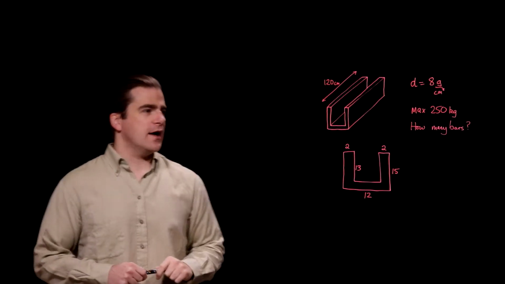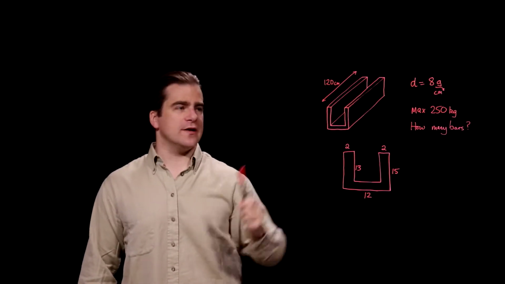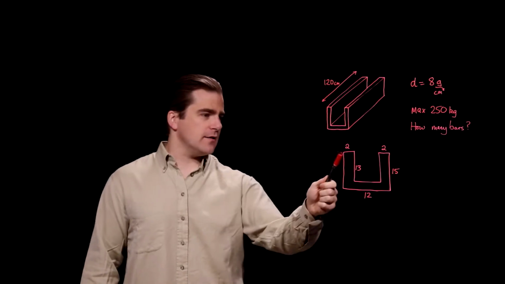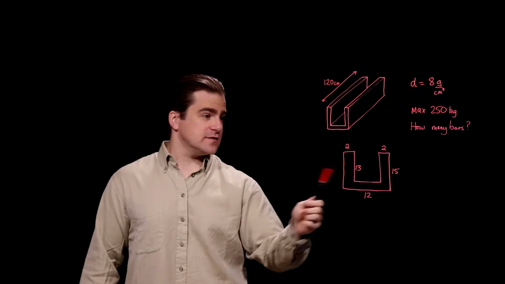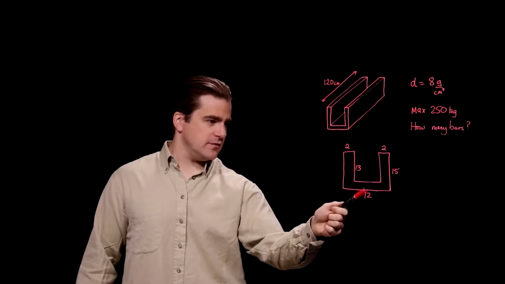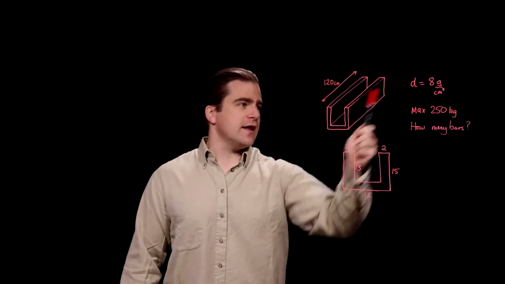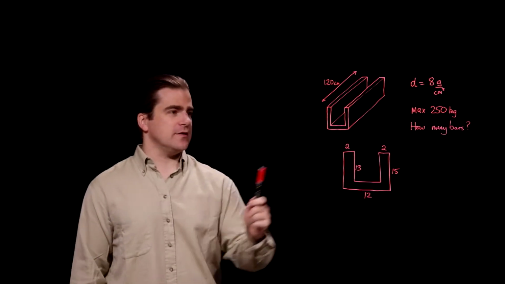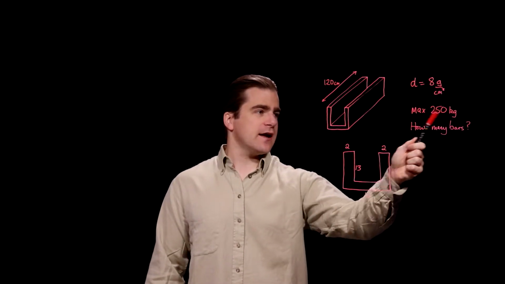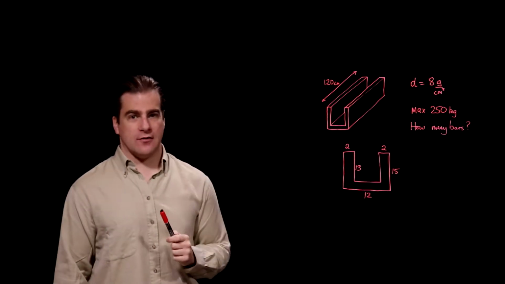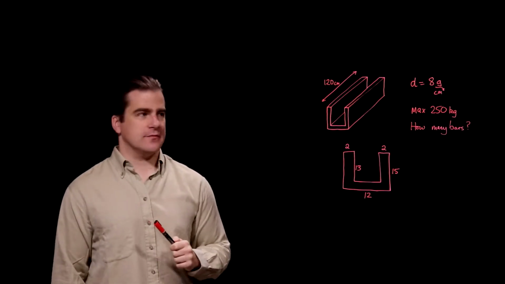Okay, we have a U-shaped metal bar which is 120 centimeters long, and the cross-sectional dimensions are 2 centimeters, 13, 12 and 15. We're told that the density is 8 grams per centimeter cubed of this bar, and there's some trolley which can carry a maximum of 250 kilograms. How many bars can the trolley carry?